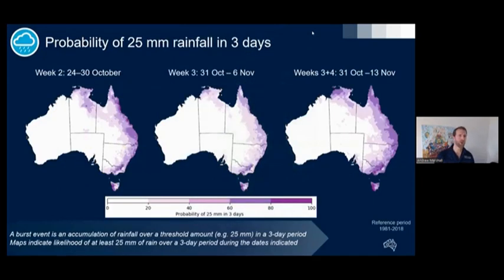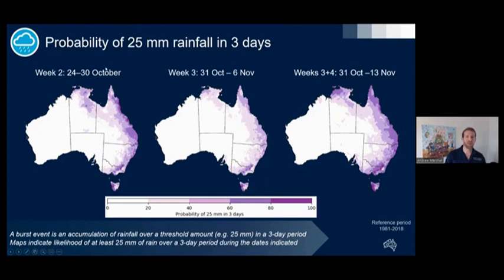And I thought I'd show you this one as well. This is a fairly new product that we have at the Bureau. You can look at this on our climate webpage, bom.gov.au/climate. And this is now looking at the likelihood of what we call a rainfall burst event. This is an accumulation of rainfall over a 3-day period for a particular threshold. In this case, we're looking at the probability of at least 25 millimeters rainfall in 3 days in these different periods of interest.